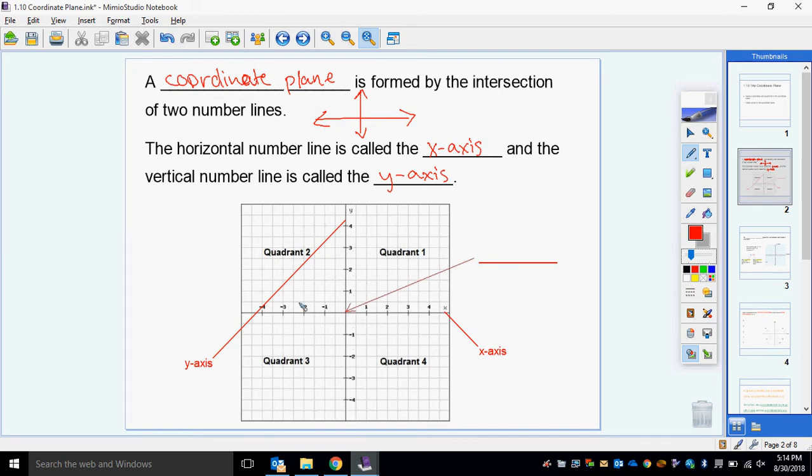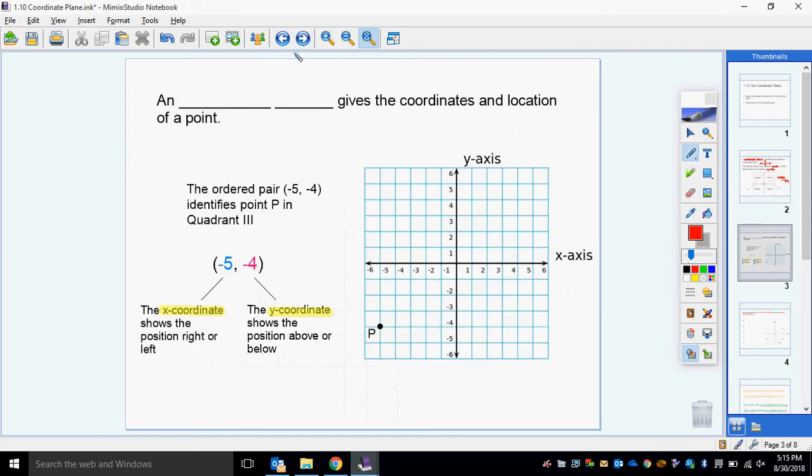And remember, quadrant 1, quadrant 2, 3, and 4. I pointed out for you the y-axis. It goes up and down. This is our x-axis. It goes left and right. This point here is called the origin. The origin is the point 0, 0. We'll talk more about what this point means and what it's called. It's called an ordered pair. And an ordered pair gives the coordinates and it's the location of a point.